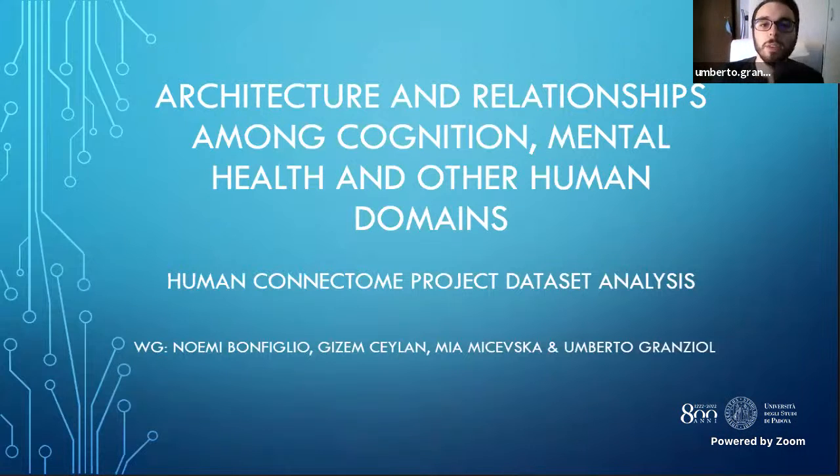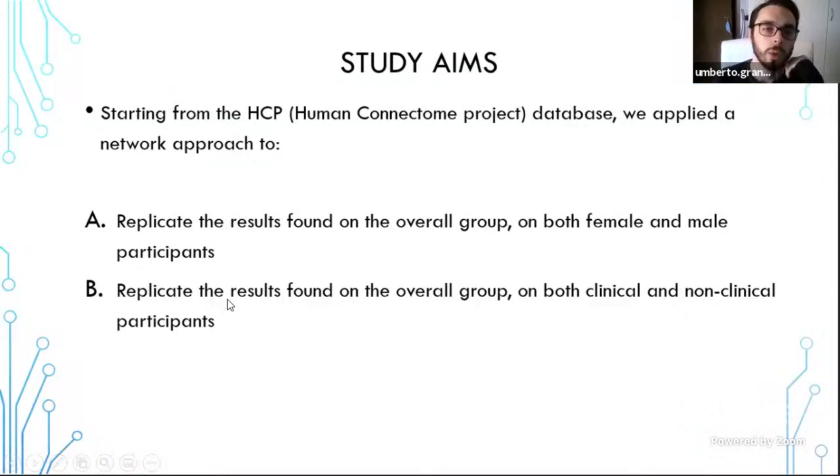In our working group, we tried to analyze again and find an architecture of the relationships among human beings. We started with two aims: replicating the results of the previous study on the overall group, and replicating on each gender and on each potential clinical and non-clinical subgroup. I have to spoil it for you: we managed to do the first aim, but not the second, because we saw a lot of interesting results in gender that completely absorbed us.